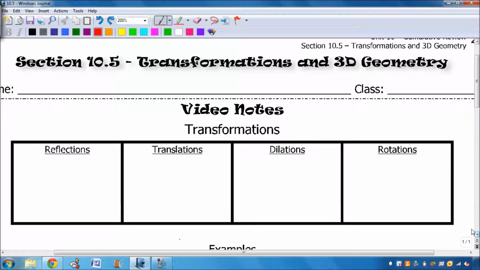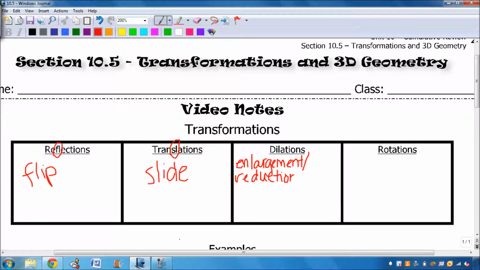So remember, a reflection is just basically a flip. To remember reflection, remember FL, you can use it to help you remember it's a flip. To do a translation, you're just doing a slide. To do a dilation, all you're doing is making the picture bigger or smaller, so it's either an enlargement or a reduction. And then to do a rotation, you're just doing a turn.